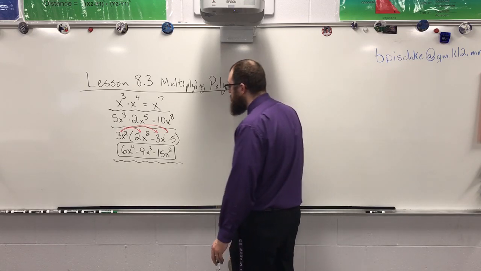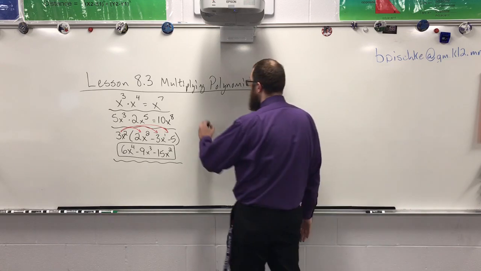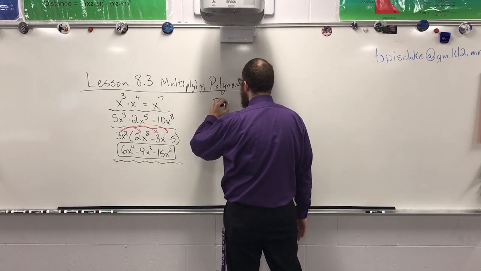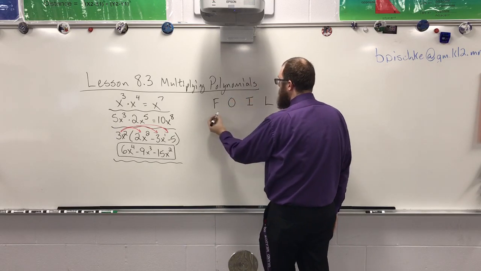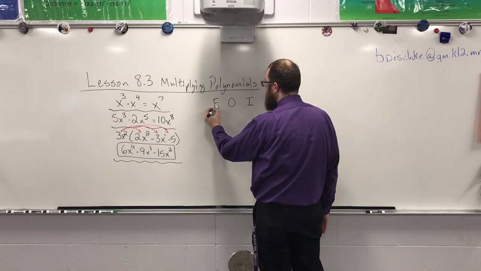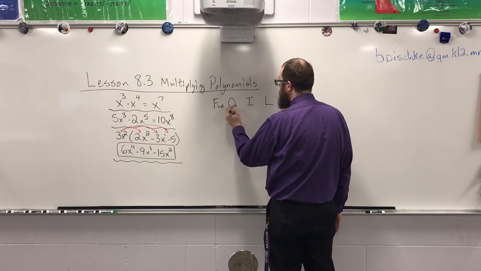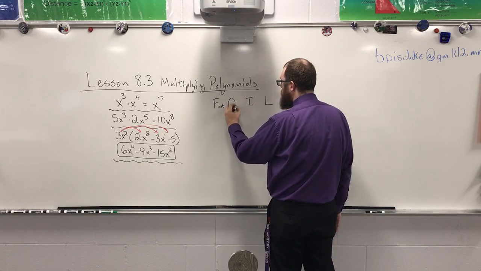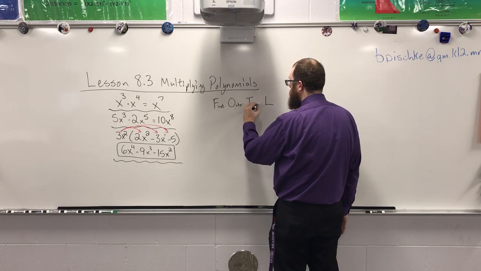Okay? The special type of distribution is called FOIL. FOIL is an acronym. It stands for firsts, outer, inner, last.